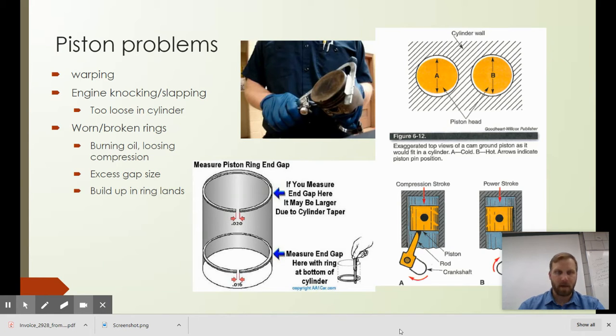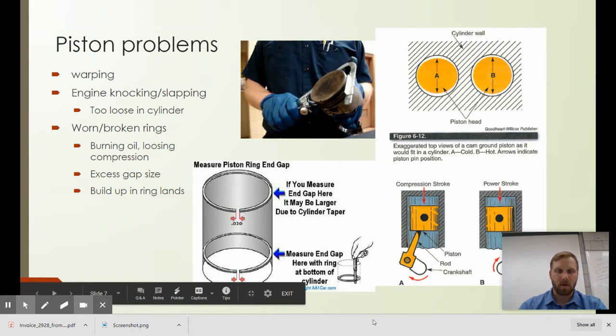Most of the problems that we're going to look at are caused by a lack of oil, where the engine gets too hot and the parts either warp or they break, or we get carbon buildup, which is not necessarily from not enough oil, but just can be from general usage over time.